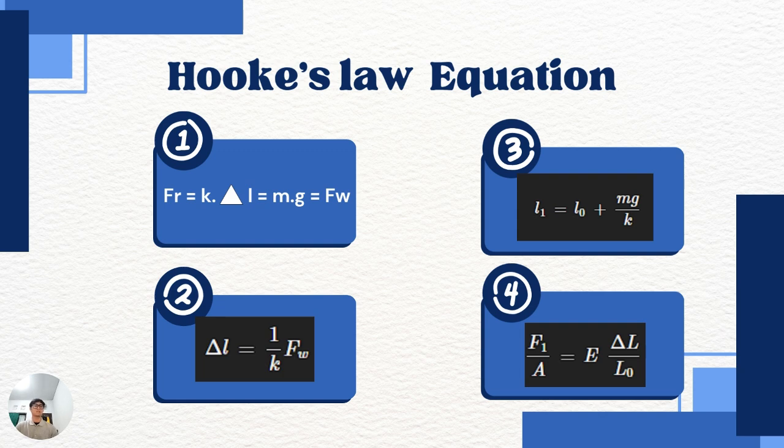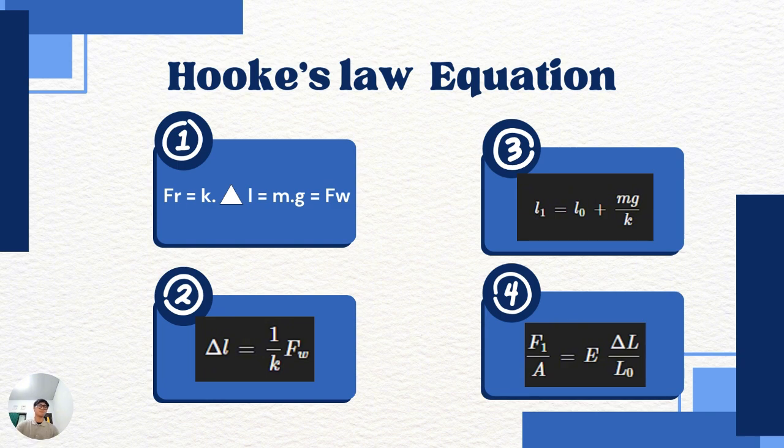Now the fourth one is how we are going to find the force per area in Hooke's law. First, we're going to use E, which is the modulus of elasticity or Young's modulus of the material, times delta L, which is the difference between the stretched spring and the non-stretched spring, per L0, which is the length of the non-stretched spring.